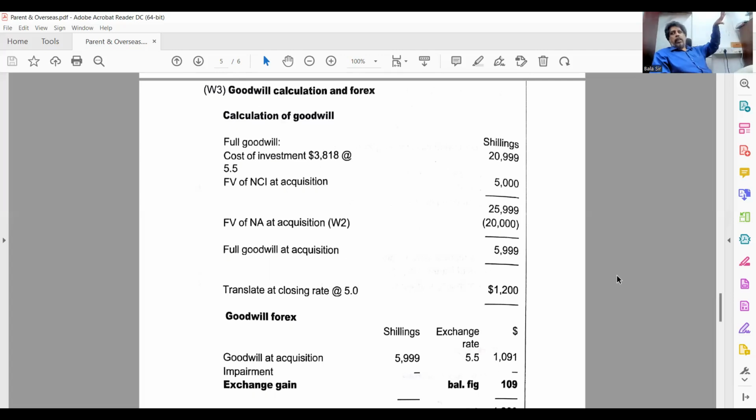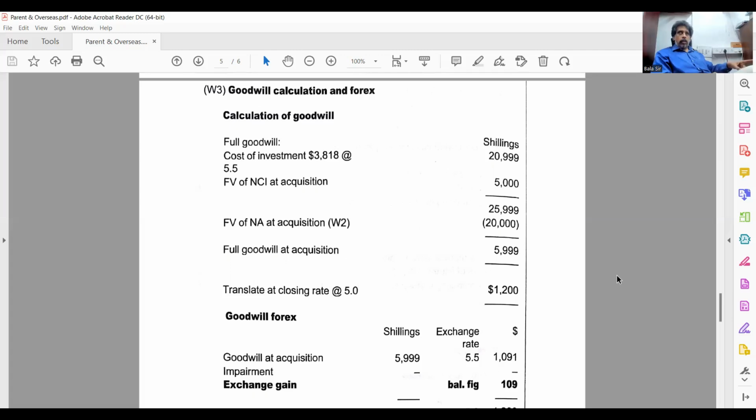You have to translate all assets and liabilities of the subsidiary company, including any goodwill arising in business combination, at the closing rate of exchange. This is 5 shillings equals $1. So what is 5,999 by 5? Which is equal to $1,200. And that is the amount to be shown in the balance sheet as goodwill.